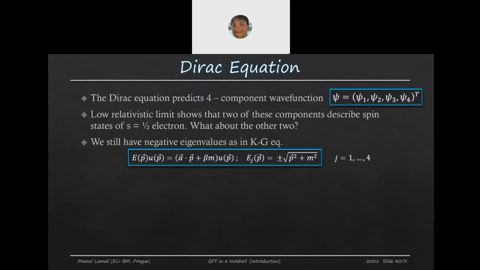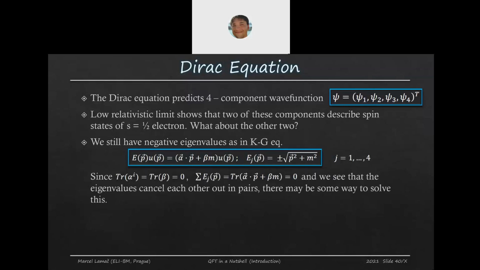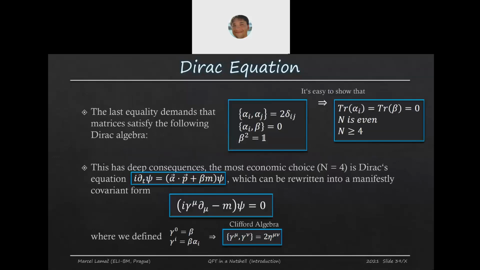we still have the same eigenvalues as in the Klein-Gordon equation. We have four of them. We have 4 by 4 matrices, right? So there are four eigenvalues, and there is an even number of them as well. They are positive or negative energies, because the solutions of the Dirac equation are also solutions of the Klein-Gordon equation. This is simply proved if you apply the complex conjugate Dirac operator on the Dirac equation, then you will get the Klein-Gordon equation.